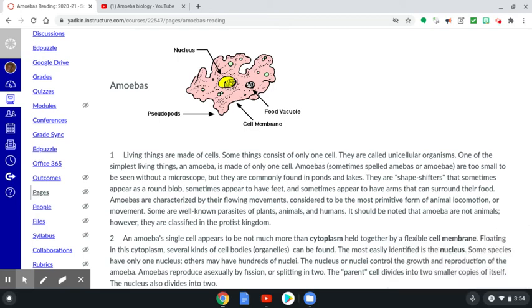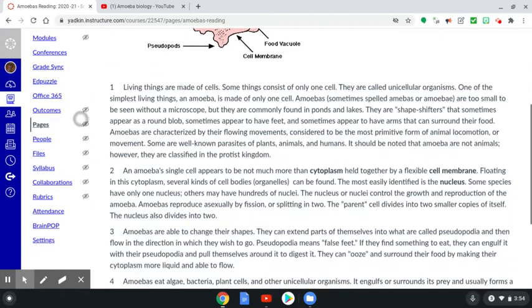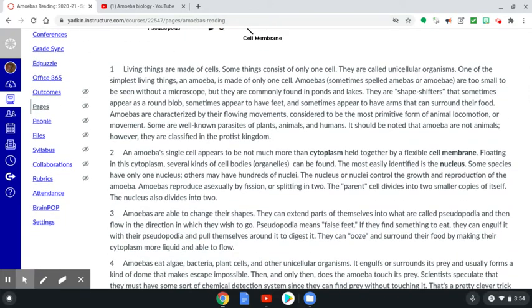Today we're going to review amoebas before we start learning about paramecium. We have learned, when we were talking about characteristics of life, that all living things are made of cells. We also know that some things are unicellular, and the simplest of those would be the amoeba. Naturally, they're so small that they cannot be seen without a microscope. They're found in lakes and ponds.